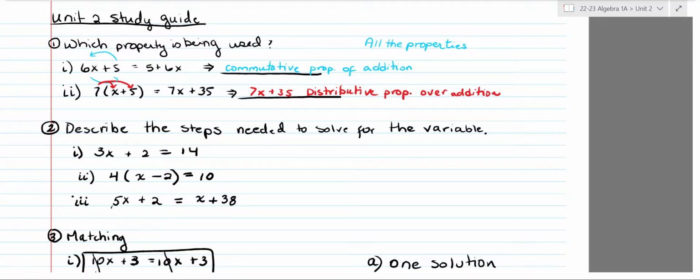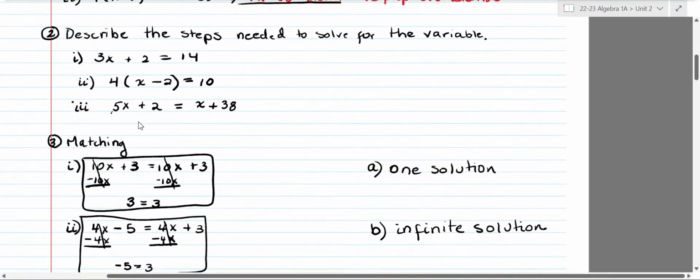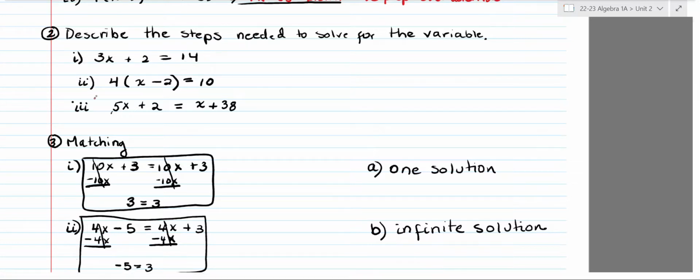All right, number 2, describe the steps that are needed to solve for the variable. I'm looking at 3x plus 2 equals 14. So this is what I want first. What I need to do is subtract 2 on both sides. Let me go ahead and solve it, and then I'll describe the steps, okay?